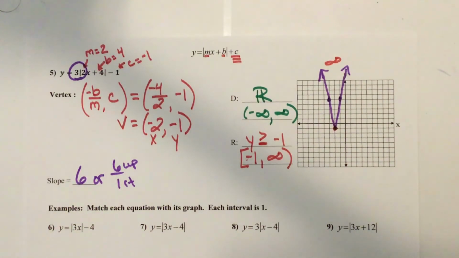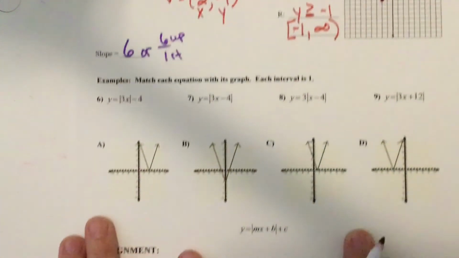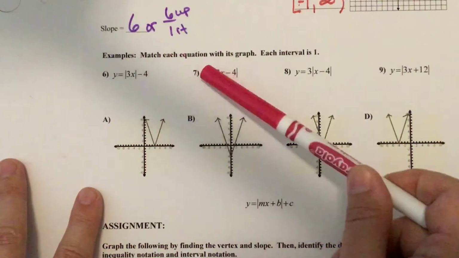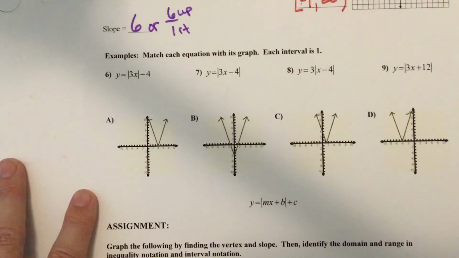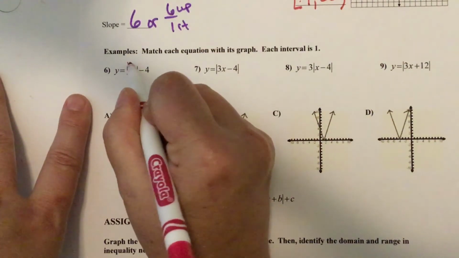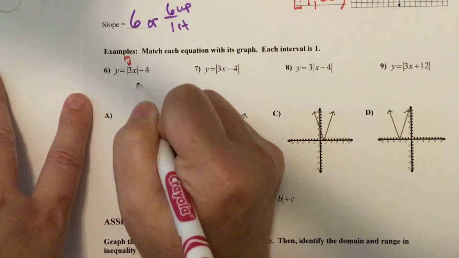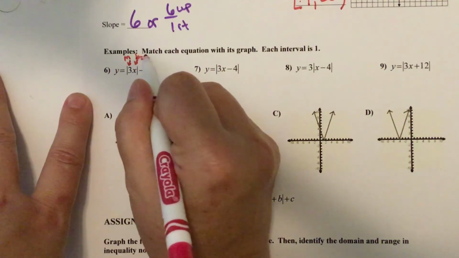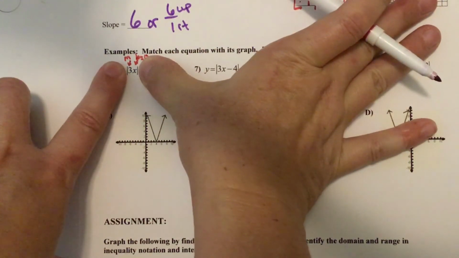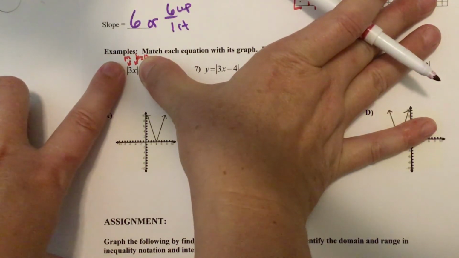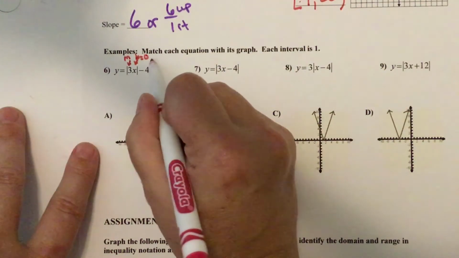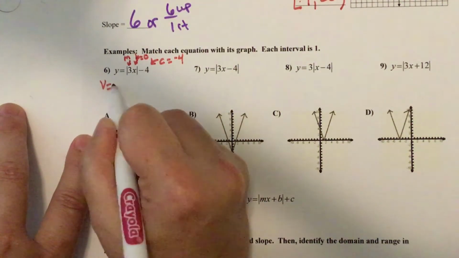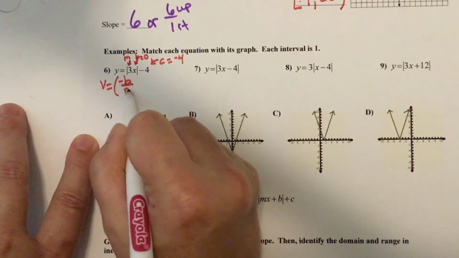Okay, now this next little section is just a little matching. All right, so what I'm going to do is find the vertex of each of these problems and see if I can figure out which picture it is. Okay, so this 3 right here is the M. But who's the B? The B is 0. Because remember, B is inside the absolute value bars behind the X, and nobody is behind the X in the absolute value bars. And then C is the -4 because it's what's added or subtracted outside. Okay, so formula for vertex: opposite of B over M, comma C.